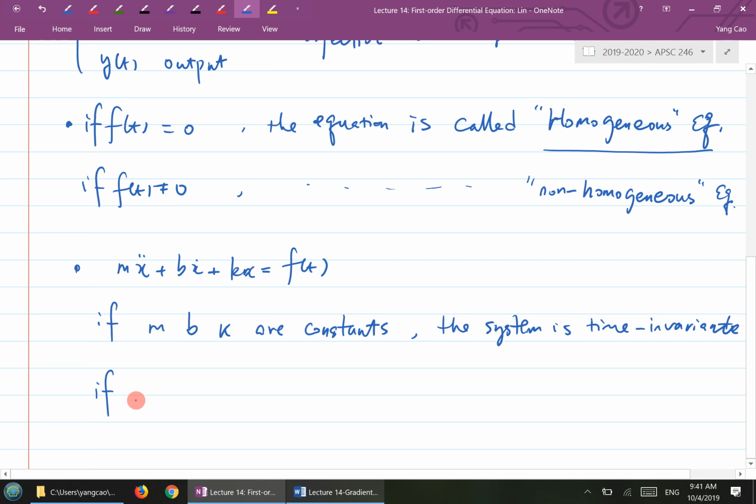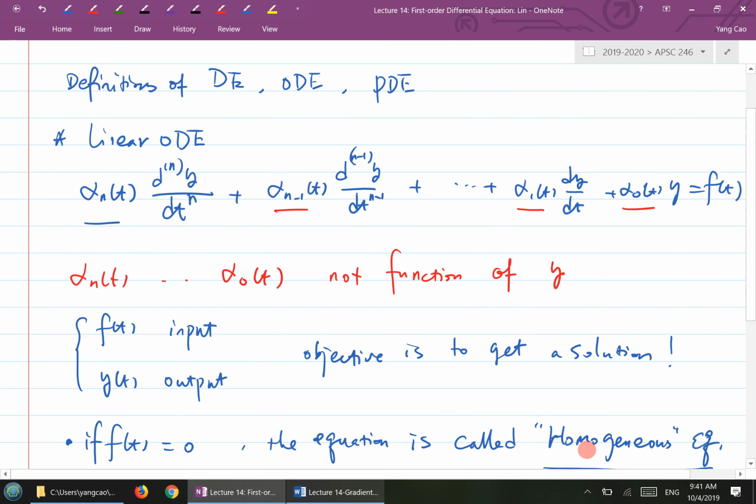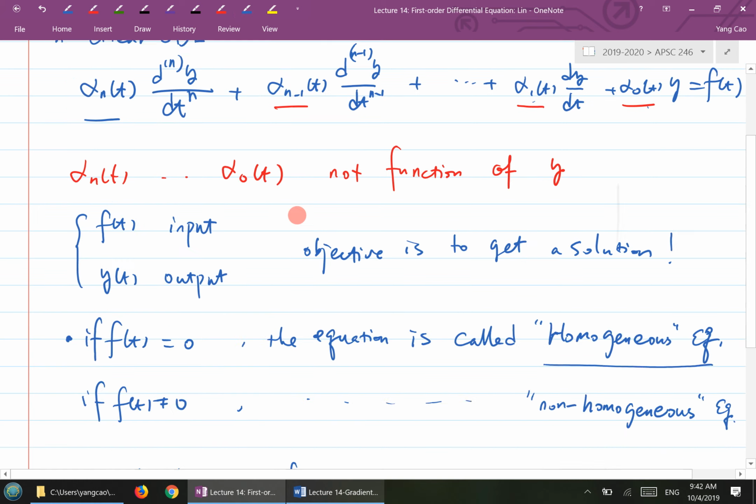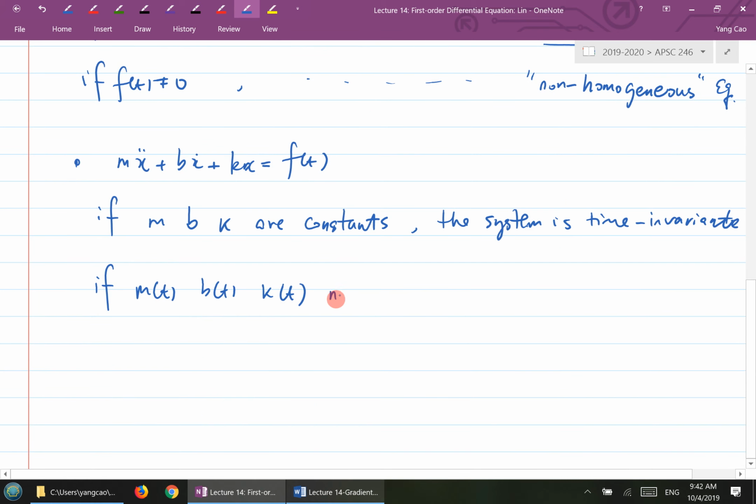However, if m of t, b of t, k of t, very much like the general format, right? You use a function of t to represent the coefficient here. As a matter of fact, the coefficient is a function of the system parameters. So if these are not constant, then what we're going to deal with is a time varying system. Okay, so just bear in mind the difference set here.